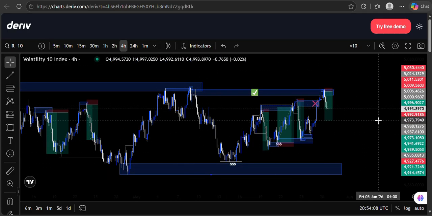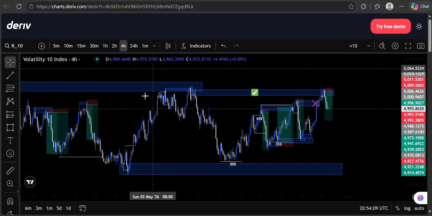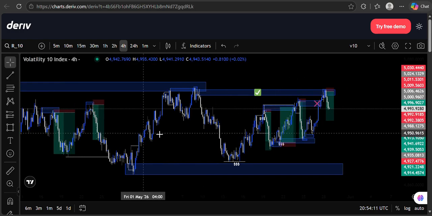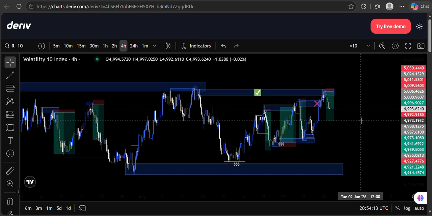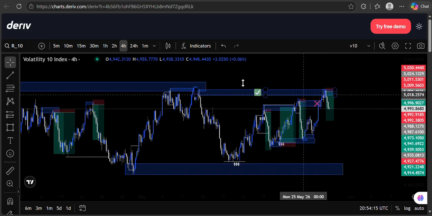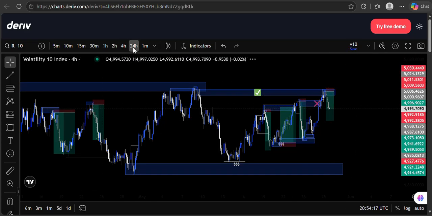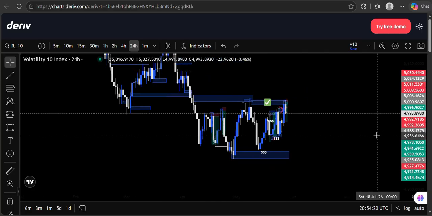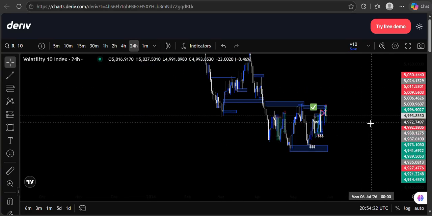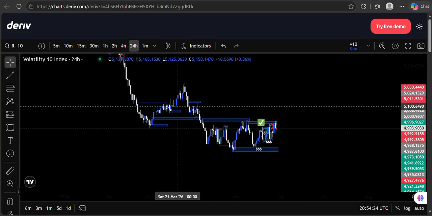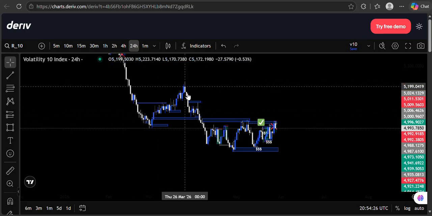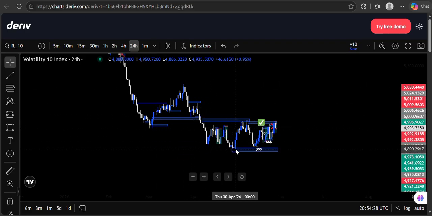Okay, now looking at the chart before us, this is the 4 hours time frame. So we have seen how we have marked out our zones, the trade that we have taken so far, and what we are still looking at currently. So let's go to our daily time frame. Looking at it from our daily time frame perspective, we see that price has been on a downtrend. Price has been going down.